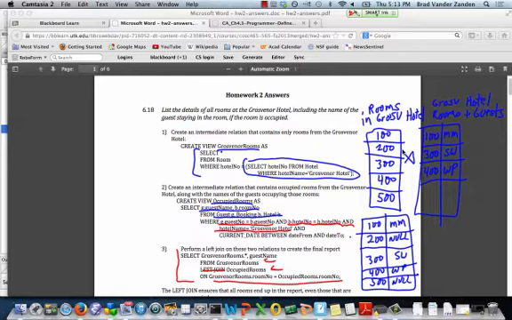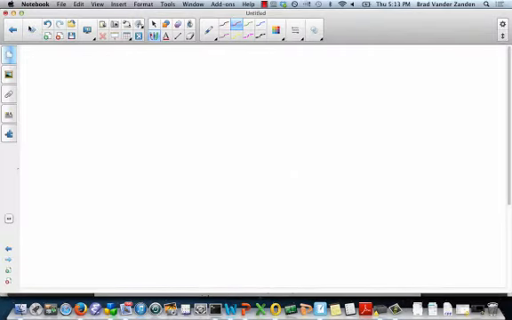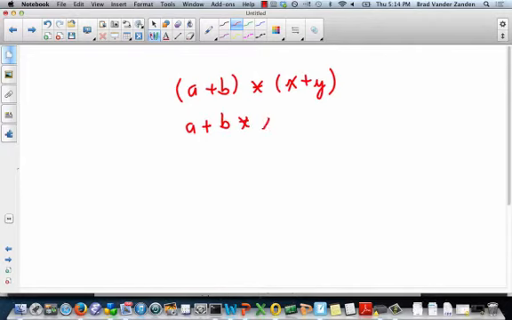One thing you have to be careful of here is, just like, I'm going to give you a math example first. If I have A plus B times X plus Y, that's very different than A plus B times X plus Y. Can someone tell me why the second one is different from the first?